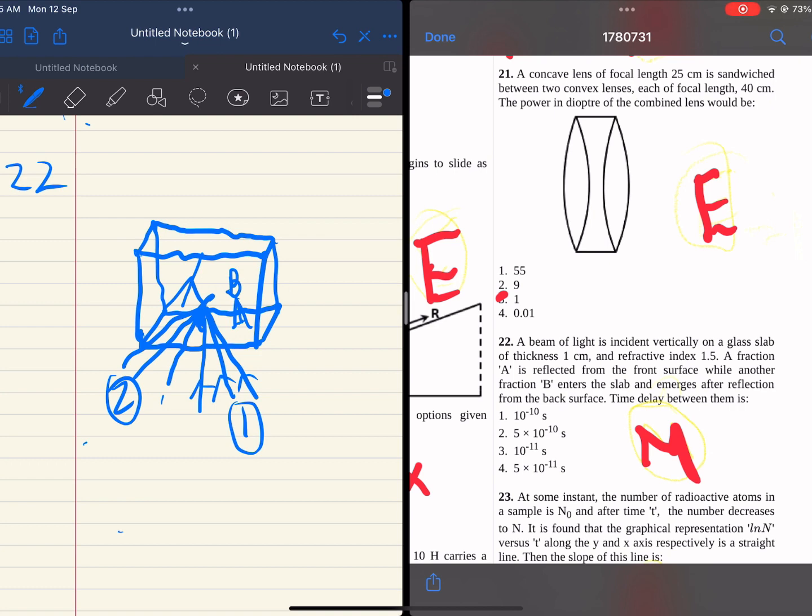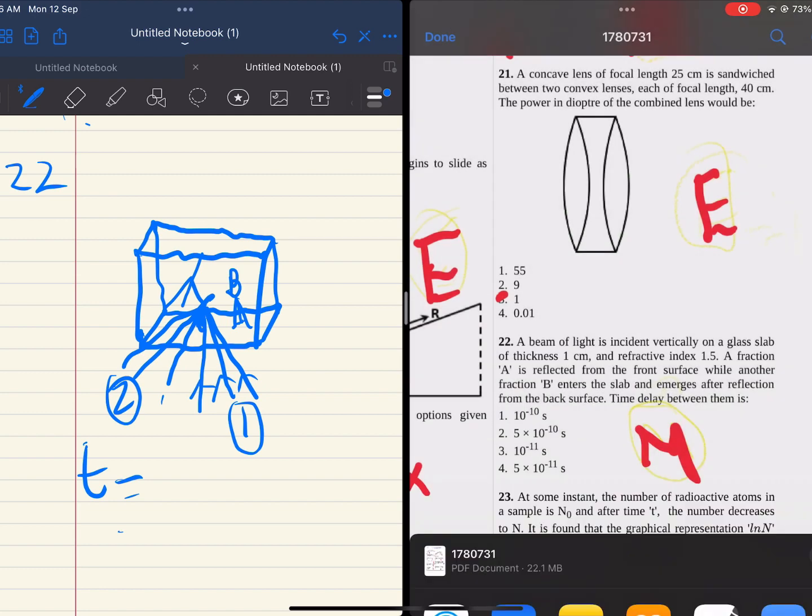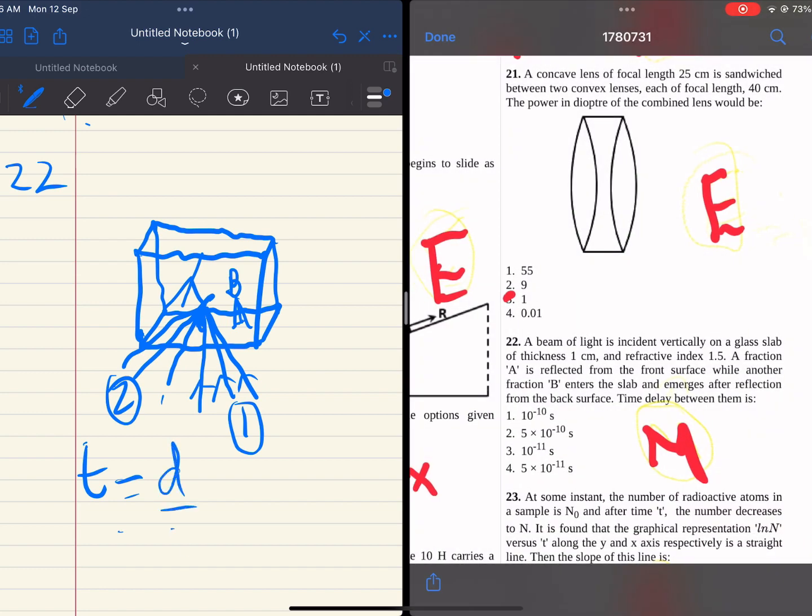How do I find that? I just need to find the time taken by the refracted ray from the first surface to travel to the second surface. Then I get the time delay between the two. I know that the speed of light in the medium will be equal to the speed of light in air divided by the refractive index. Speed of light in air, or vacuum more specifically, is 3 into 10 power 8. Divided by 1.5, I get 2 into 10 power 8, which is the speed of light in this medium.